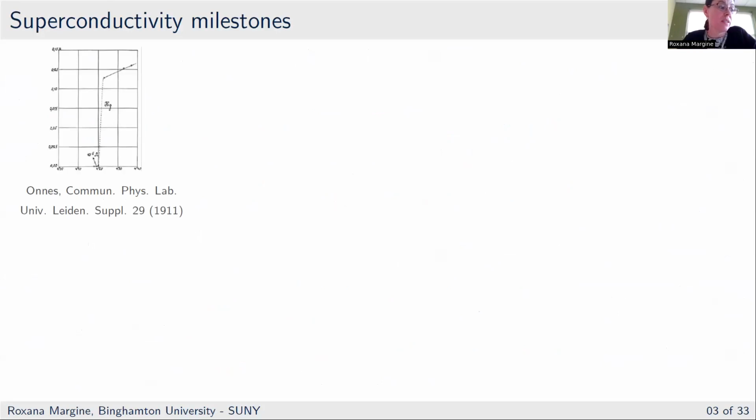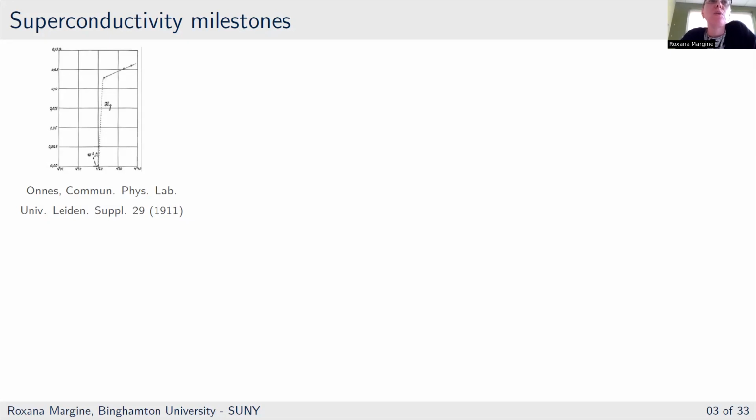As probably everybody knows, superconducting materials exhibit zero resistance to electrical current when cooled below a critical temperature. This was first observed by Onnes back in 1911 in solid mercury, when cooled below 4.2 Kelvin. Since the discovery of superconductivity over 110 years ago, a substantial effort has been devoted to finding materials with even higher critical temperature.